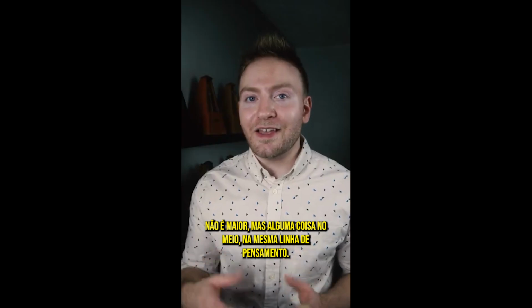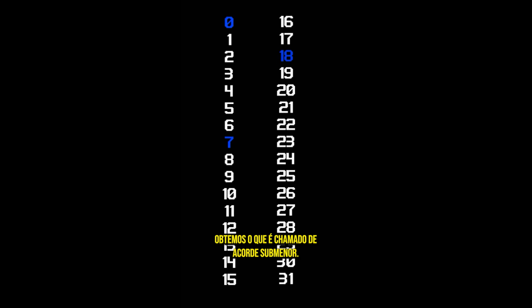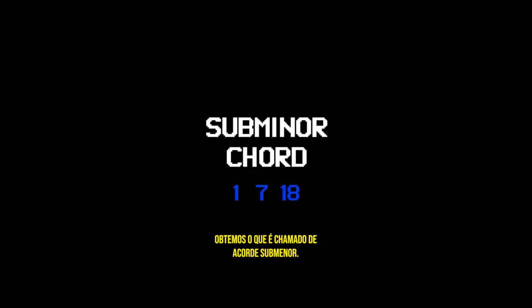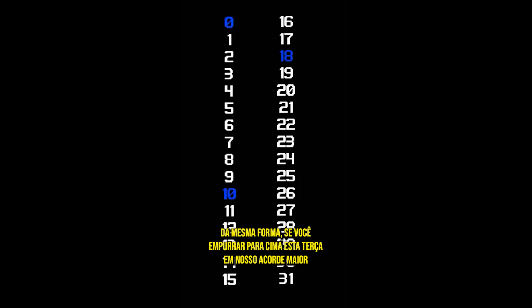On the same line of thinking, if we push down this third in our minor chord by 1 chromatic scale degree, we get what is called a sub-minor chord. Likewise, if you push up this third in our major chord by 1 degree, we discover the super major.